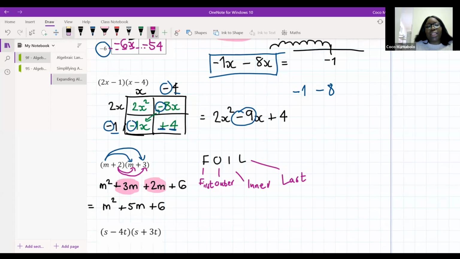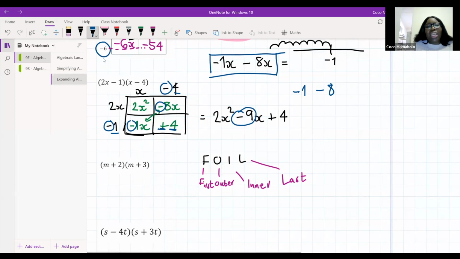Excellent. All right. So we're going to do this a little bit slower using the FOIL method. Follow with me, guys. We're going to take the first and the first, and we're going to multiply them together. The first and the first, that's m times m. That's going to give me m squared.